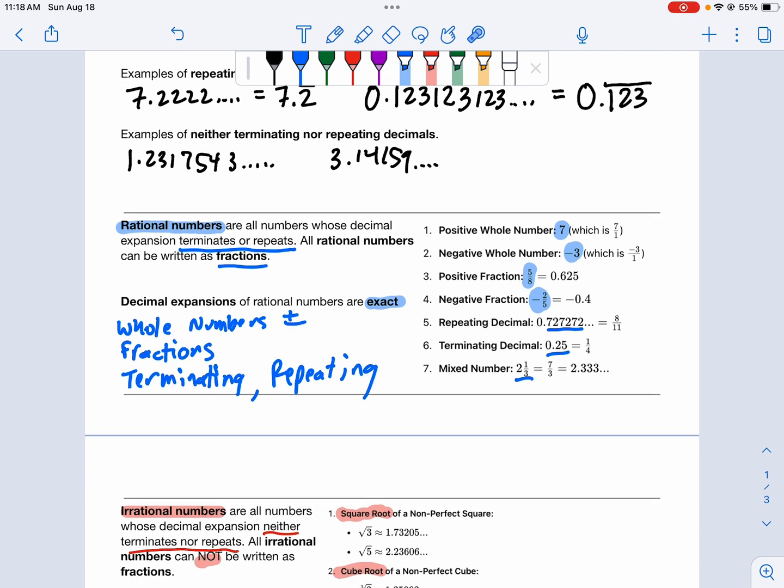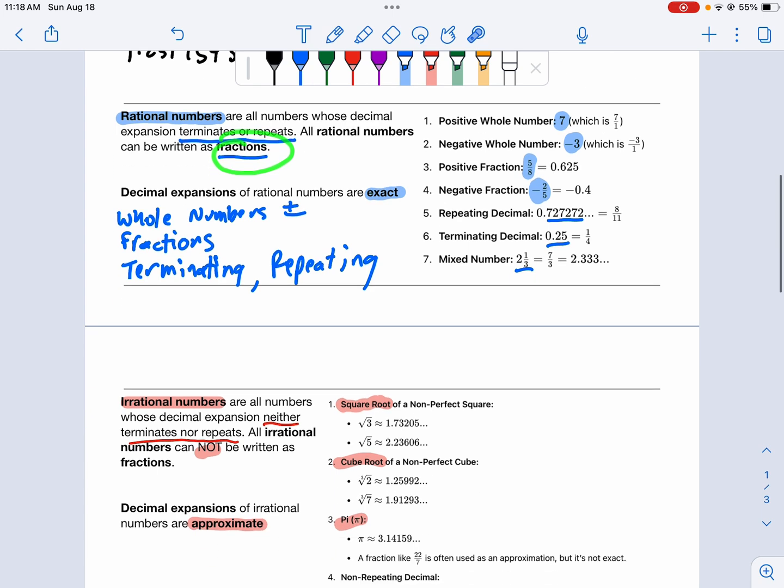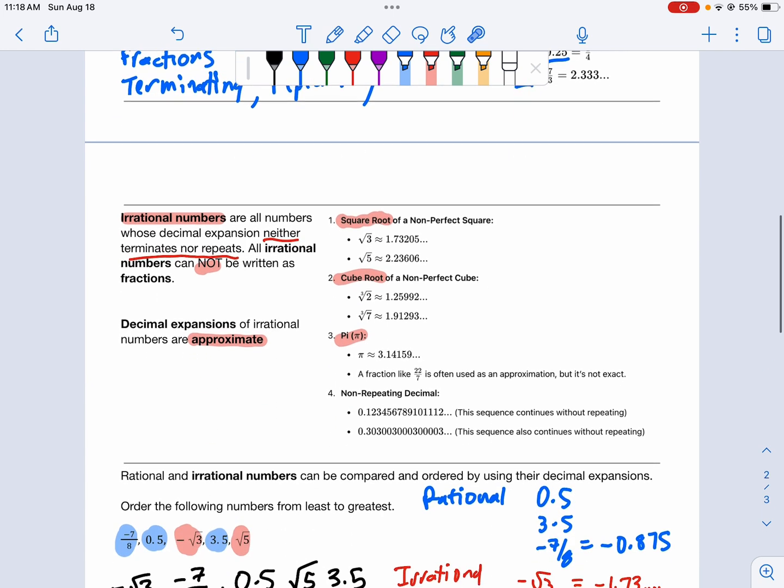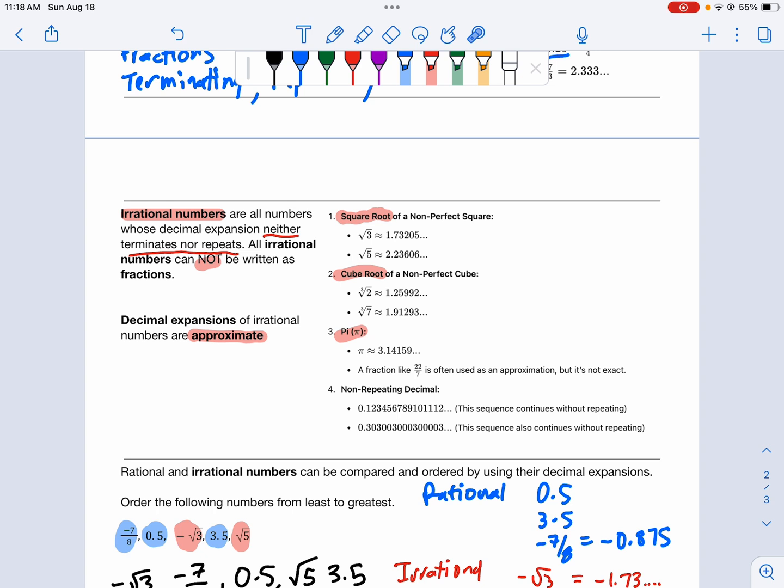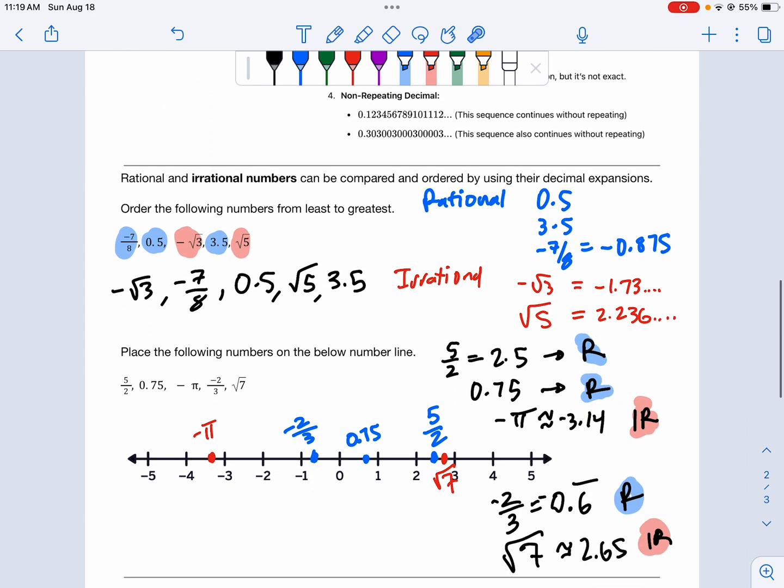So the best way to do this is make a number into a decimal. If it terminates or repeats, it's rational. That means it can be written as a fraction. If it neither terminates nor repeats, meaning it's a weird square root or a pi or a number like that, then it is irrational. We can then order and compare numbers based on decimal expansions.